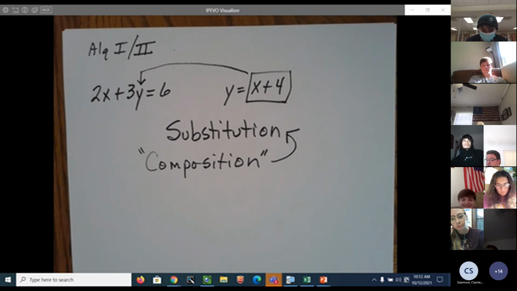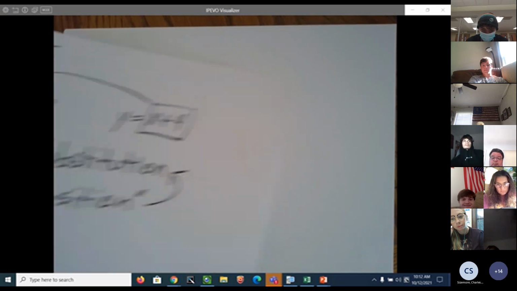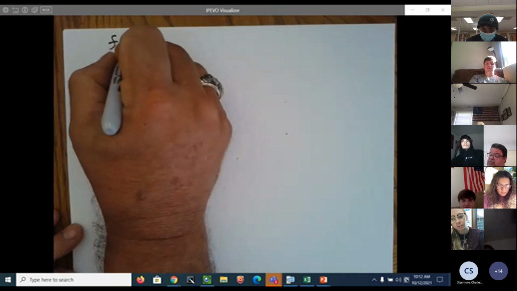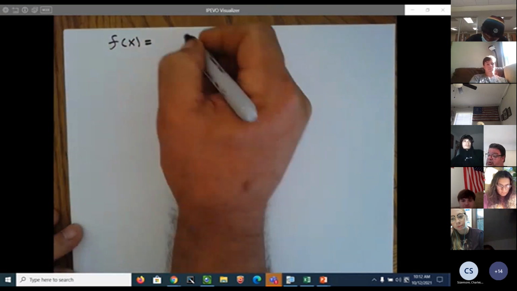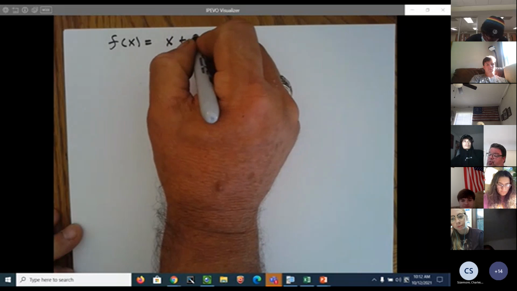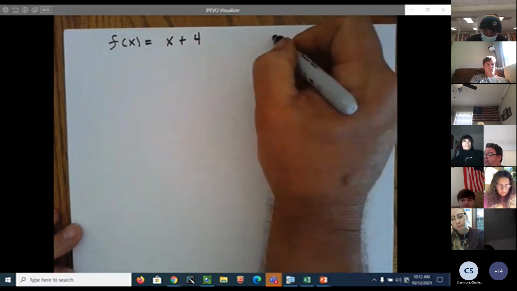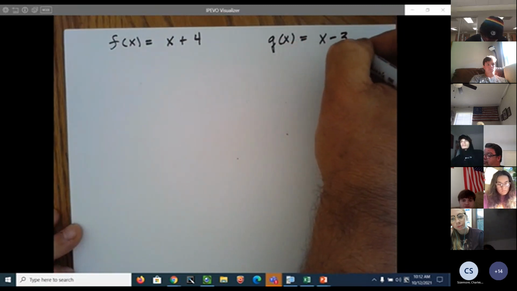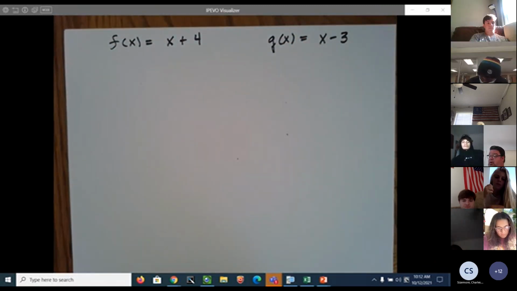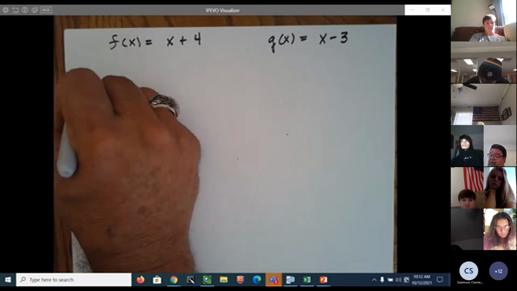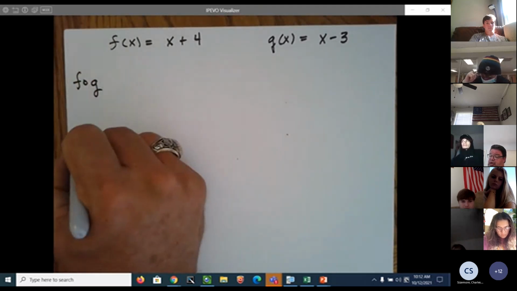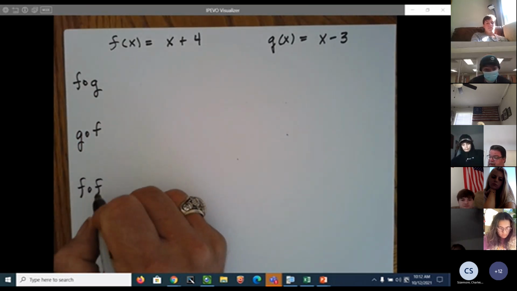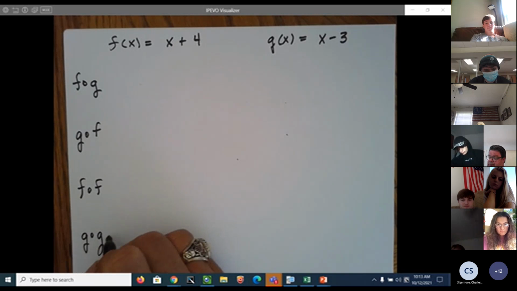So I'm going to show you how to do composition. f of x is equal to x plus 4, and g of x is equal to x minus 3. I would like for you to give me f composed of g, g composed of f, f composed of f, and g composed of g.